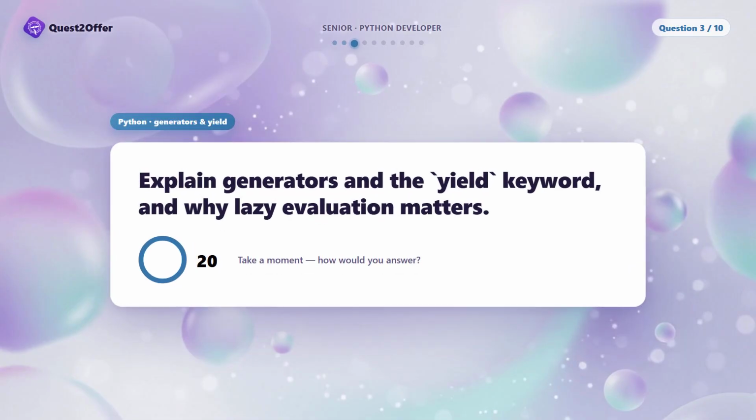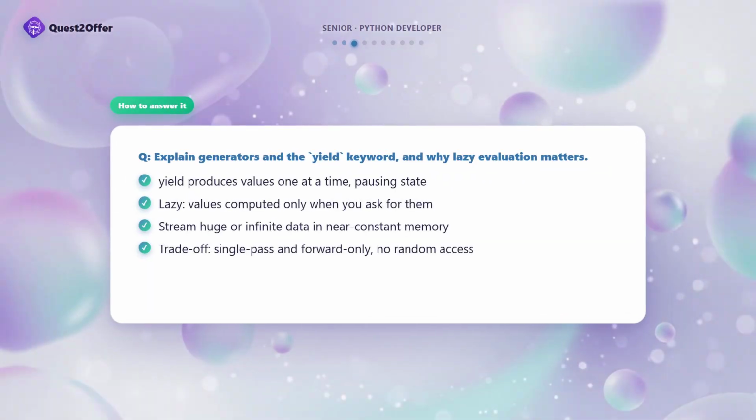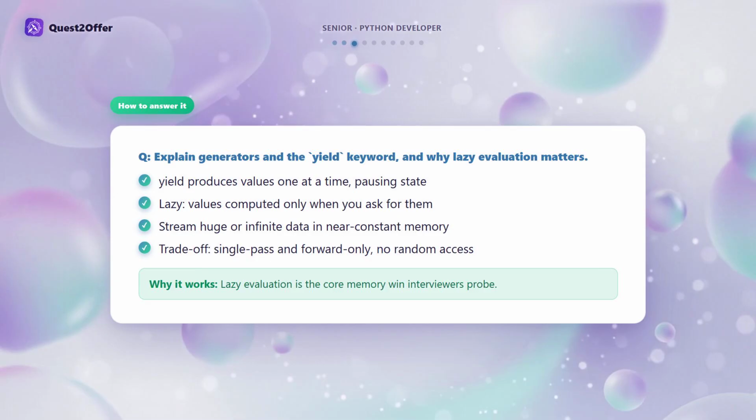Explain generators and the yield keyword and why lazy evaluation matters. A generator is a function that uses yield to produce values one at a time, pausing its state between calls instead of building a full list. That's lazy evaluation. Values are computed only when you ask for them.